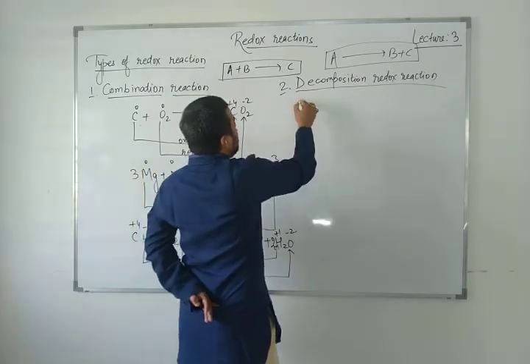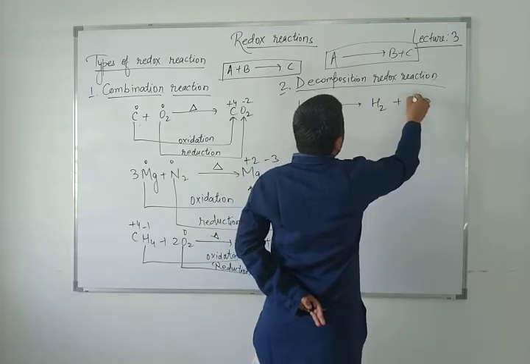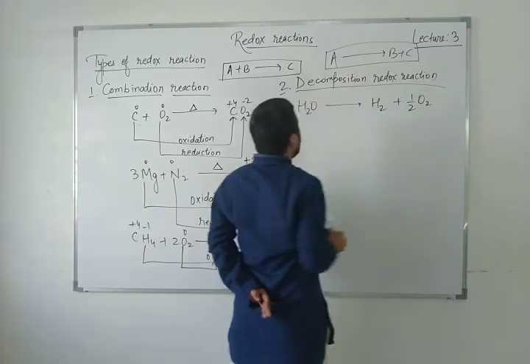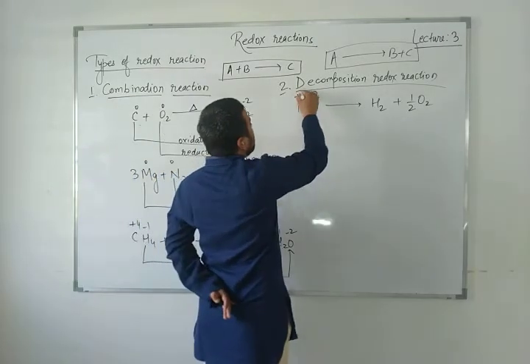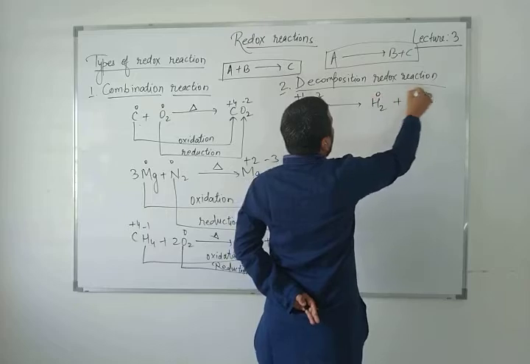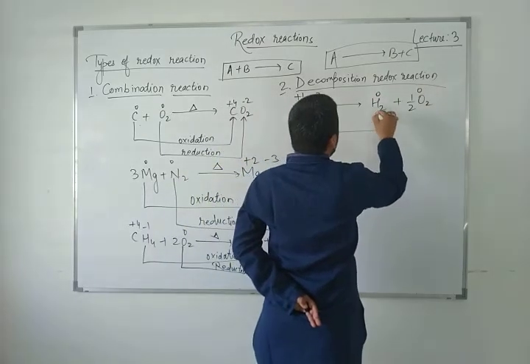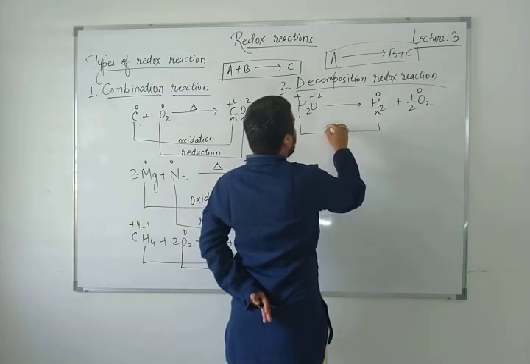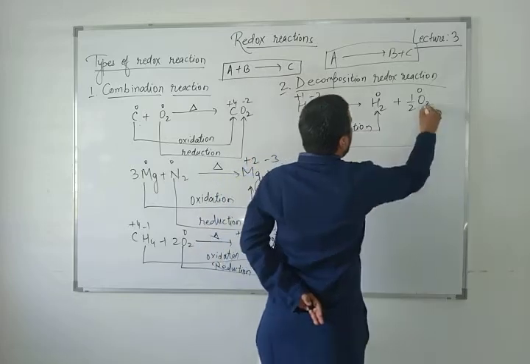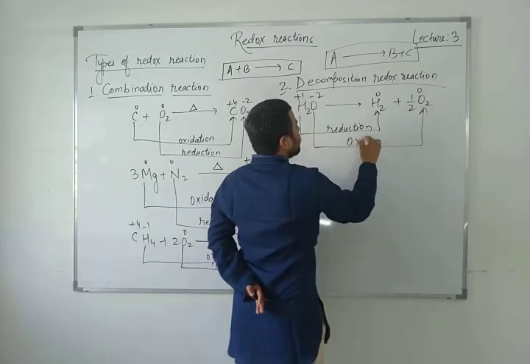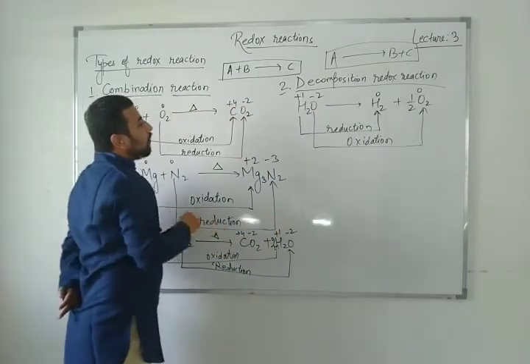If I talk about water, H2O, it will break in the gaseous form as H2 and half O2. Right? H2 and half O2. So you can see here the oxidation states are +1, -2, 0, 0. So from +1 to 0, it's called reduction, and -2 to 0, oxidation. So here you can say that this is a decomposition redox reaction.